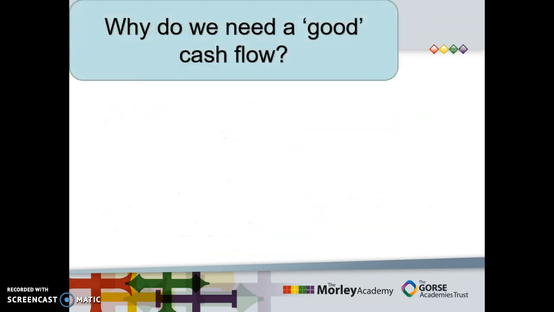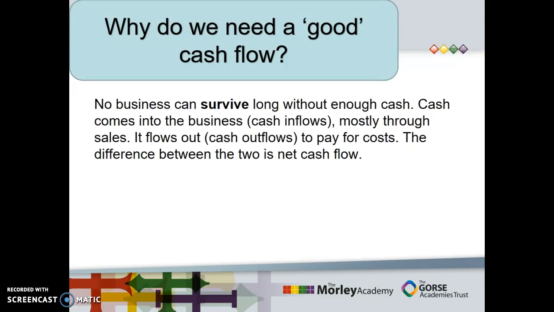So what do we need a good cash flow for? Good cash flow is about survival. A business will not last long without that cash. Money has to come into the business through cash inflows. This is normally sales, which is our main cash inflow, and then we have money going out. Our biggest cost for most organisations, the biggest cash outflow, is normally salaries, and the difference between the two is your net cash flow. That's the simple equation that you need to know in order to be able to access Unit 1.3.